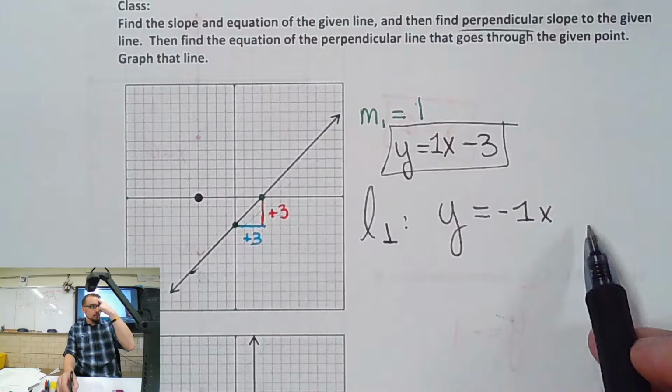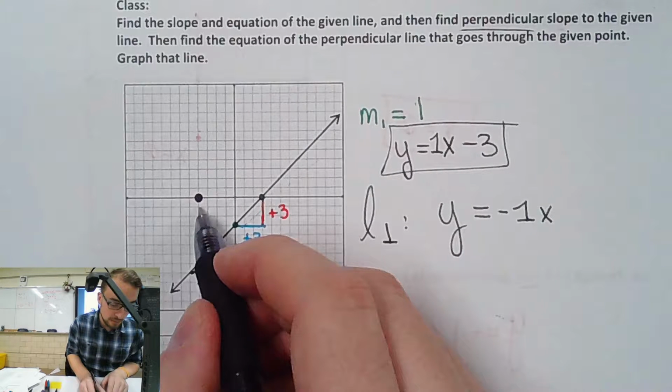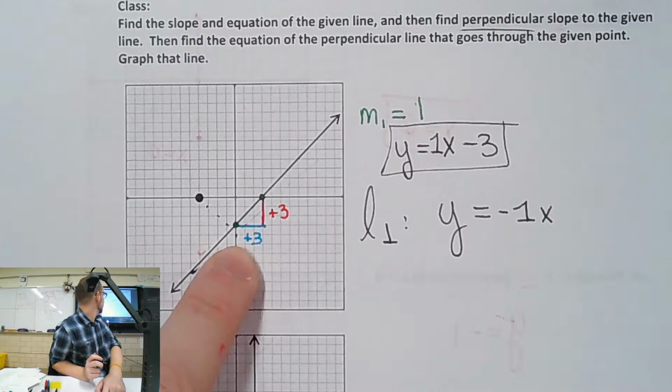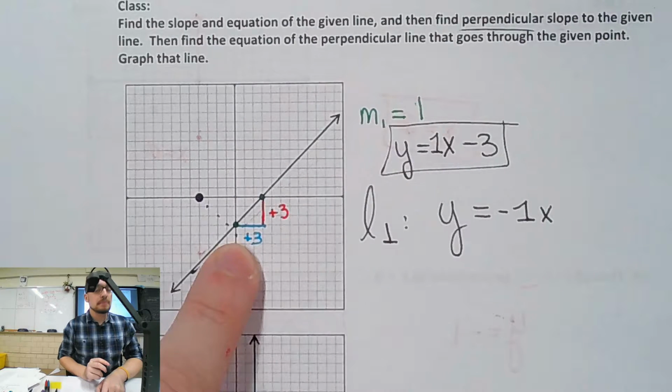Or you could use the slope and say, look, down 1 over 1, down 1 over 1, down 1 over 1, down 1. Where do I cross the y-axis? I cross it at negative 4.